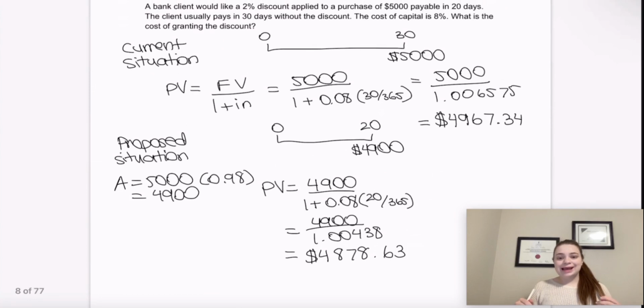This is telling us that getting paid $4,900 20 days from now is the same value to this bank as getting paid $4,878.63 today. So now we need to figure out the discount, because they want to know what is the cost of granting the discount, because then the bank is going to decide if it is worth it to them based on perhaps the client's past, which we won't get into today. But for today, we'll just go over what the difference is.